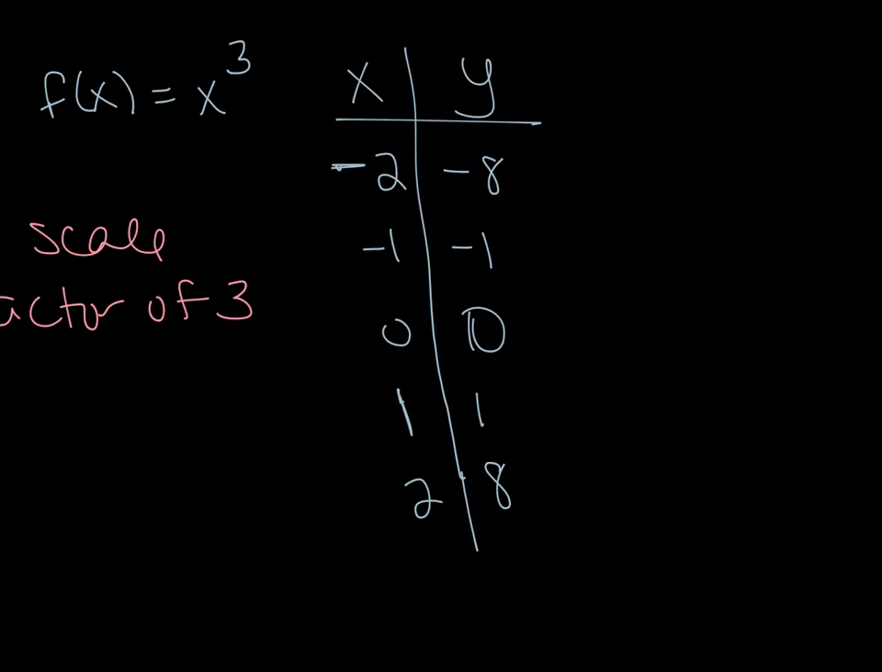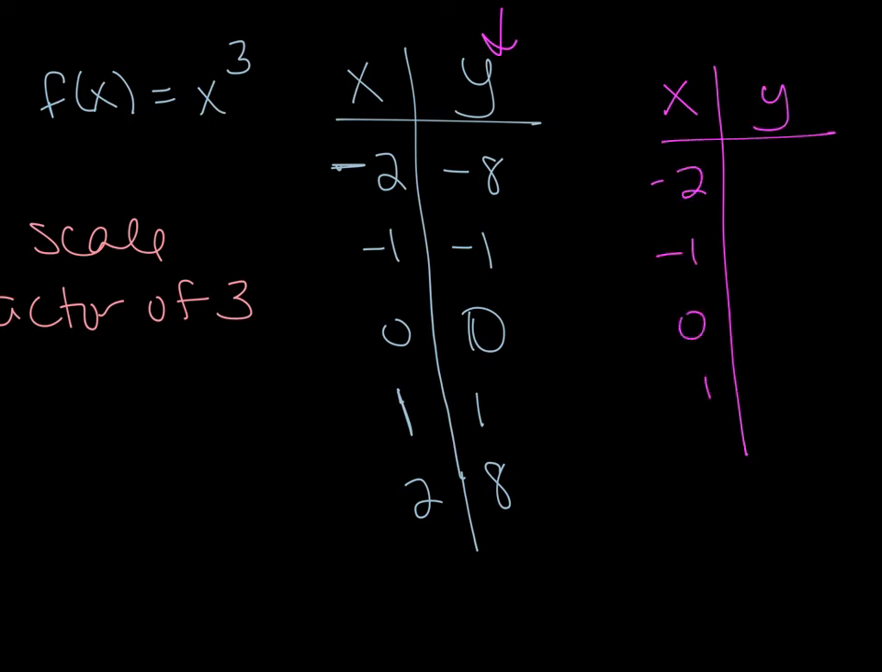What that does to our parent function when we look at the table is it takes every vertical number. Vertical would be the y-axis. It keeps the x table the same, but everything in the y-axis is now going to be multiplied by a factor of 3. So negative 8 times 3 is negative 24, negative 3, 0, 3, and 24.